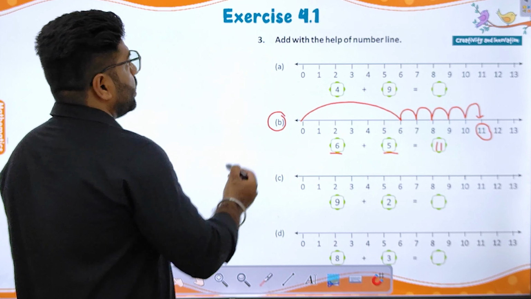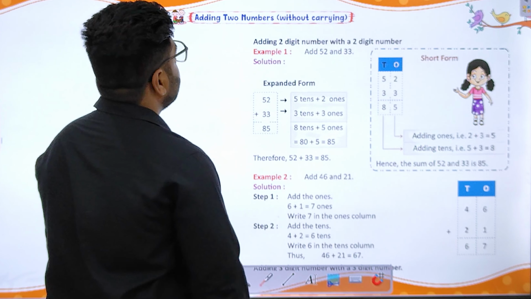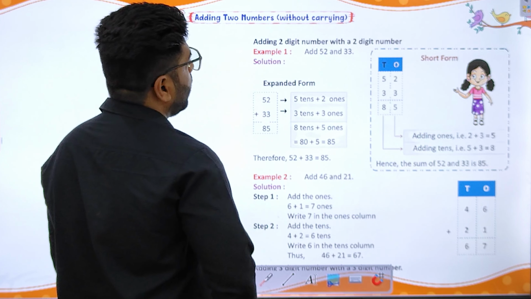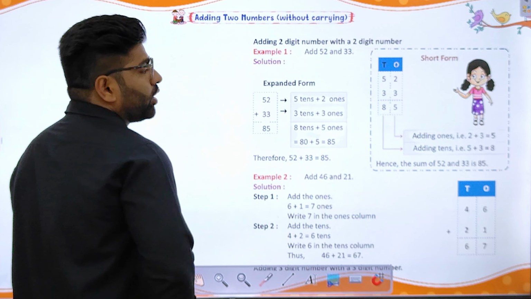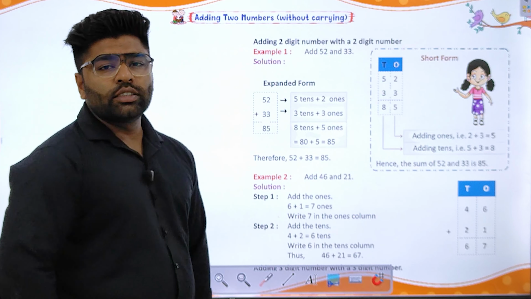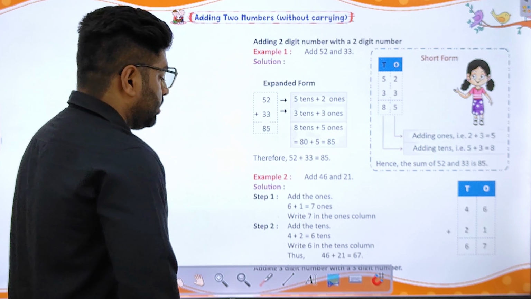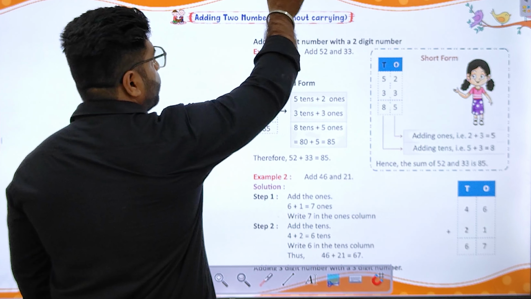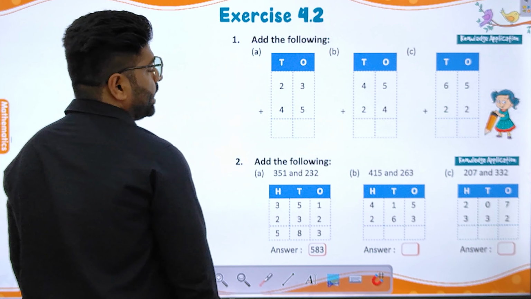Clear? Okay, now come to our next part, that is addition of two digit numbers with carry or without carry. This is without carry. You simply add the places and then write it. Clear? And just like ones, we have to add in ones, and in tens we have to add in tens.